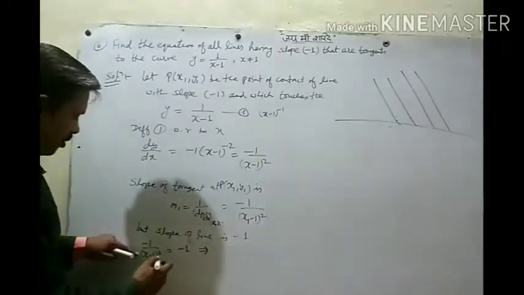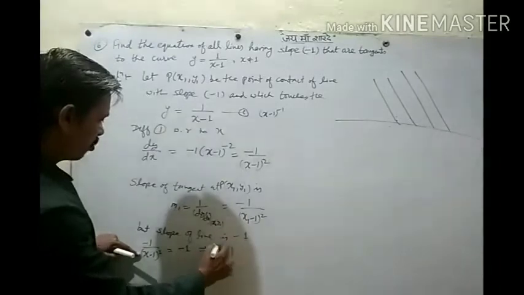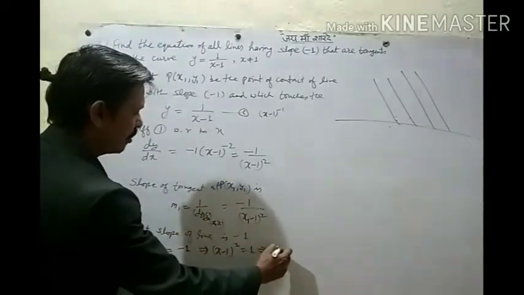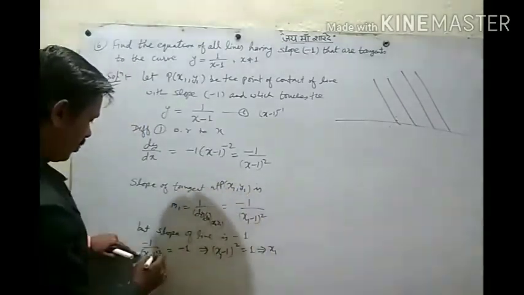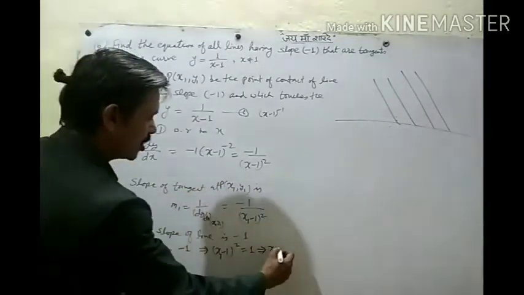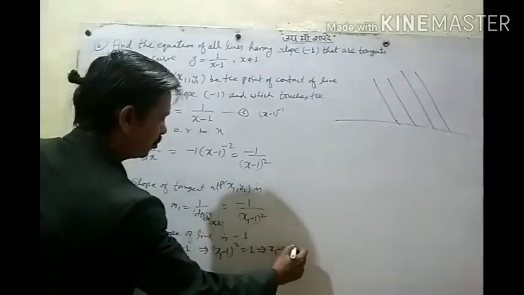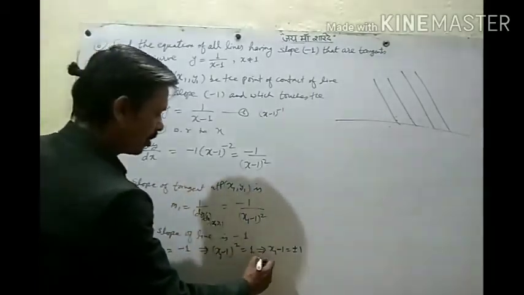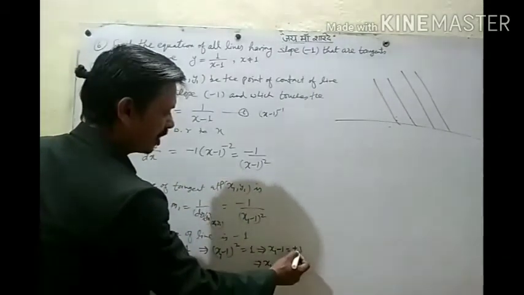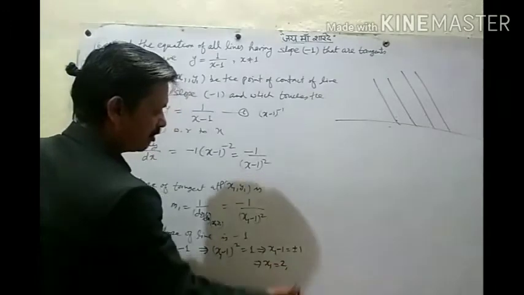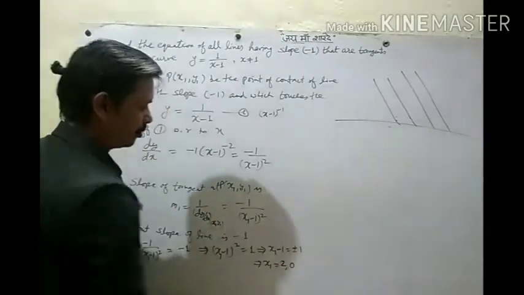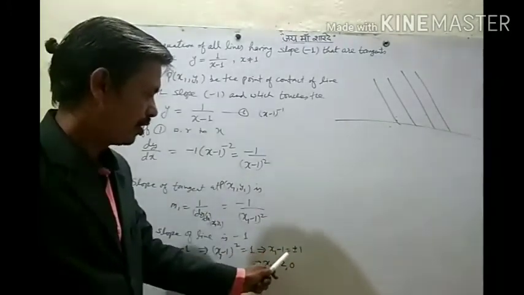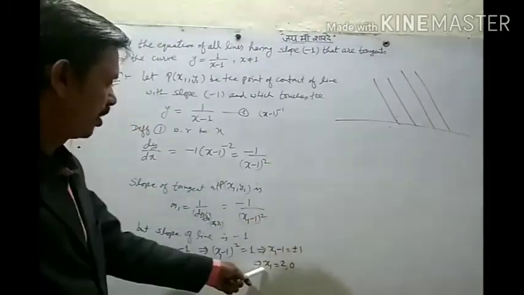So it will give you (x1 minus 1) square is equal to 1, which gives x1 minus 1 equal to plus minus 1. Okay, x1 minus 1 equal to plus minus 1. So when you take plus 1, you get x1 equal to 2. When you take minus 1, you get 0. So x1 is 2 and 0.